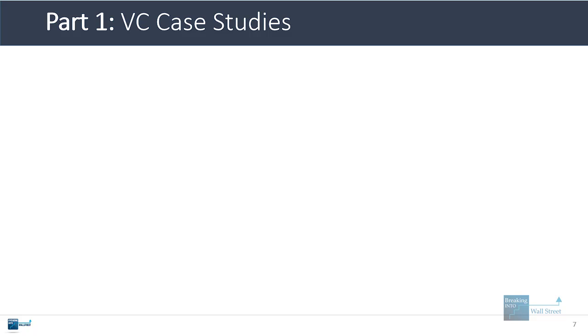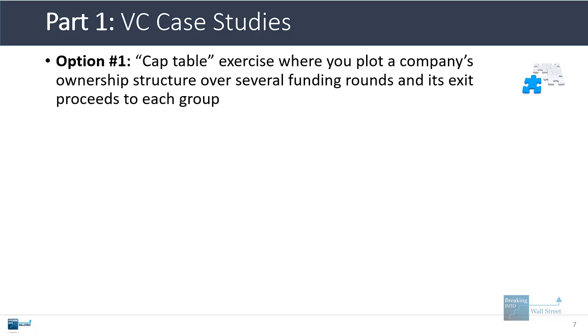Let's go to part one and talk about what to expect in VC case studies in general. One option is that they could give you a cap table exercise where they describe a company's Series A, Series B, Series C funding, and then they ask you to plot the ownership in each round, and then maybe they give you an exit value and they ask you to determine how much goes to each investor group.